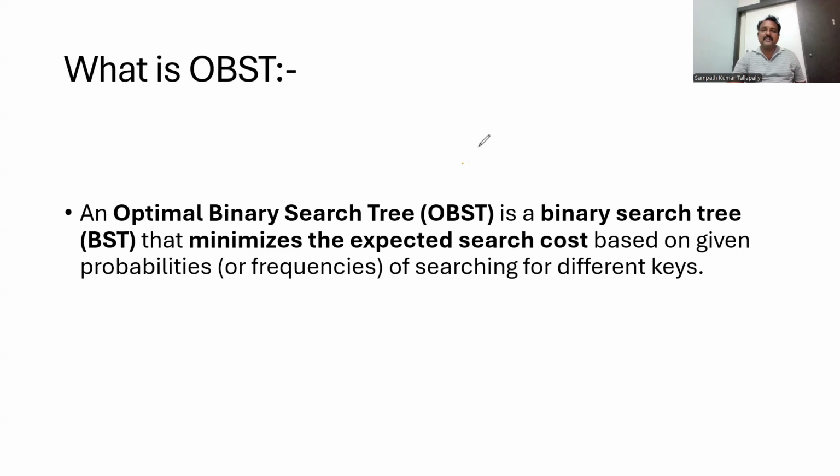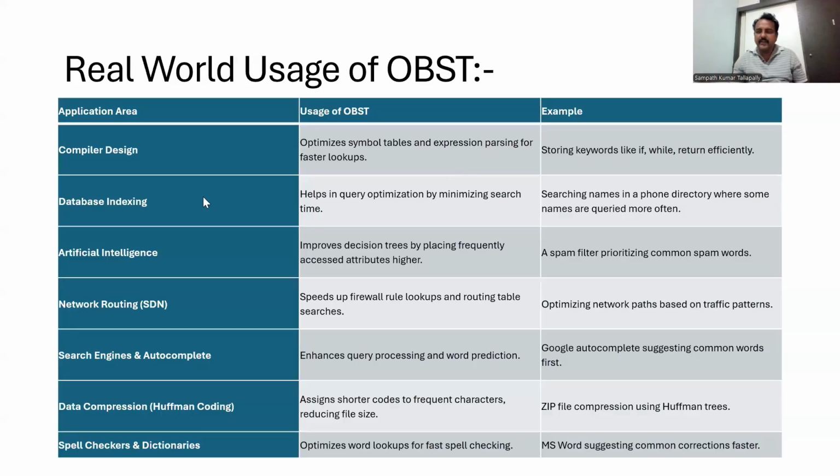So before going into that example, now we are going to understand where we are going to use an optimal binary search tree, because we should know and understand where exactly this optimal binary search tree is to be used. Okay, so we say that we are going to use a binary search tree. Now we'll see where we are going to use an optimal binary search tree.